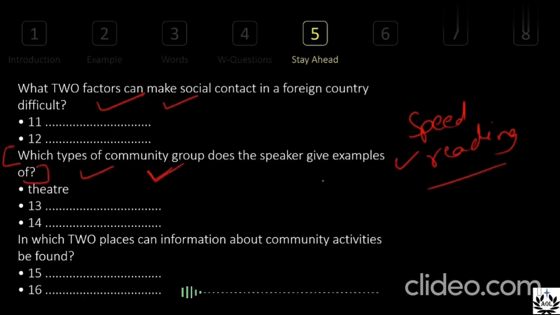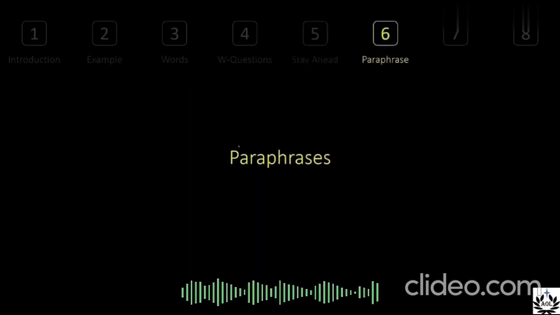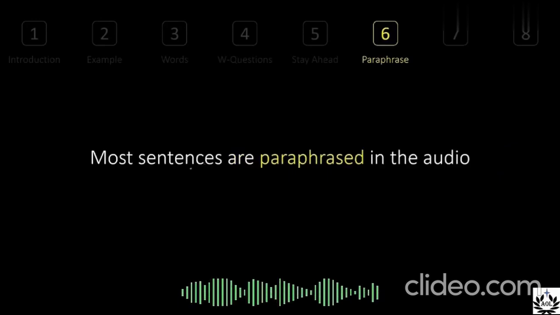Okay. Proceeding, we have paraphrases. What is the meaning of paraphrasing? Paraphrasing is when we don't change the meaning of a statement, but we provide it in different words. That is called paraphrasing. Now, most sentences which you hear in the audio are paraphrased.